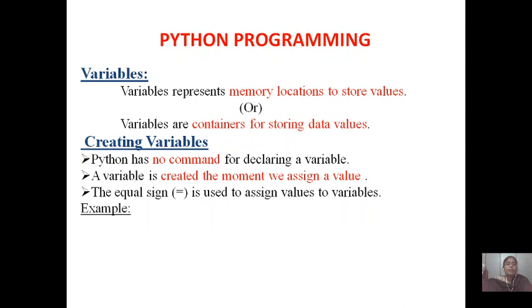Let us see the example. If you say x equals 5, that means x is created. y equals "CSE", which is a string, so it is enclosed in double quotations. So y is created. Using print x, print y, you can print these values on screen.